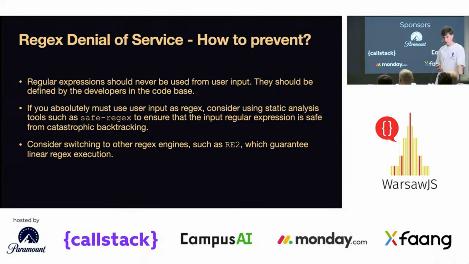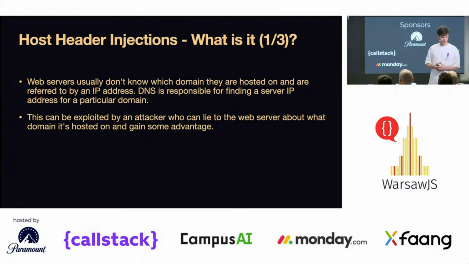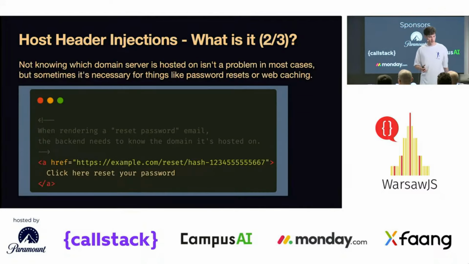The next vulnerability is host header injections. Nowadays most servers have no idea what domain they're hosted on. They only know the IP address. If you have an API that sends transactional emails and you take the domain information by using the host or origin header, it is probably vulnerable to host header injections.